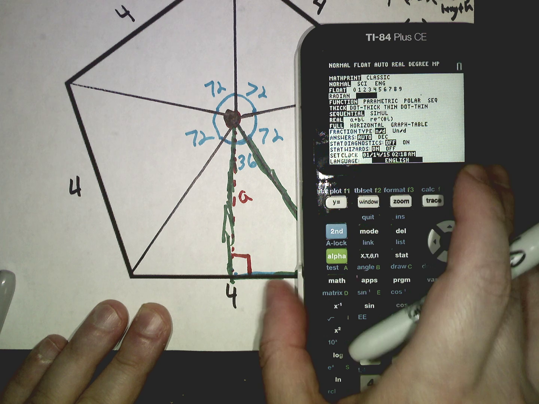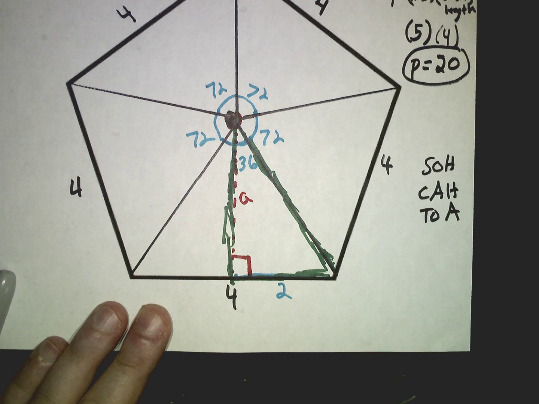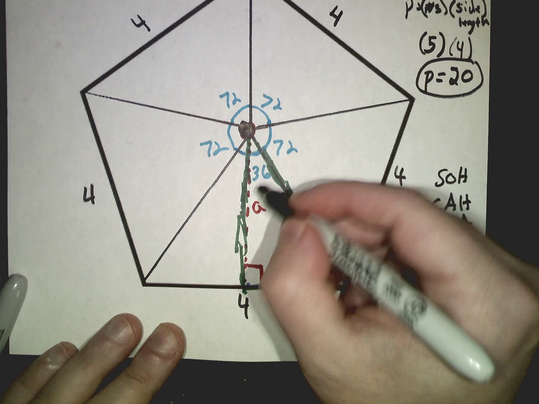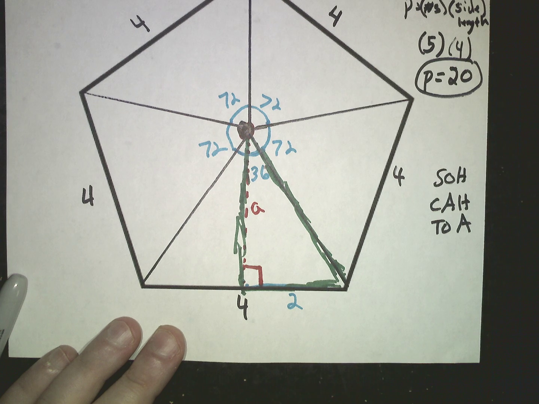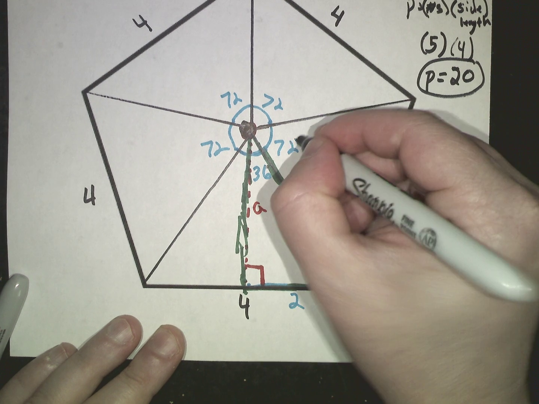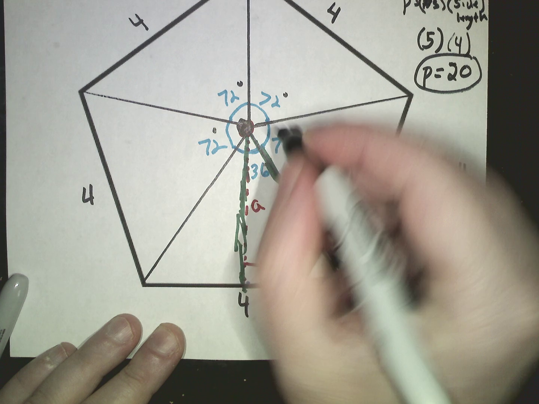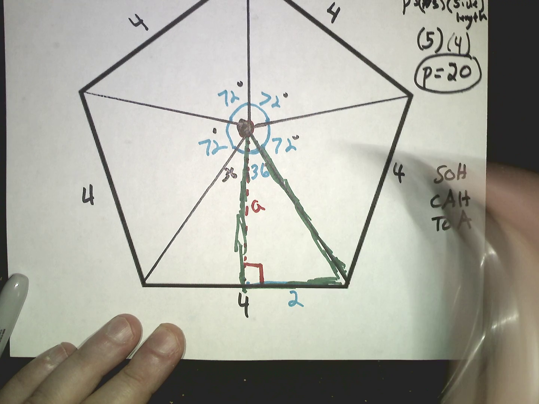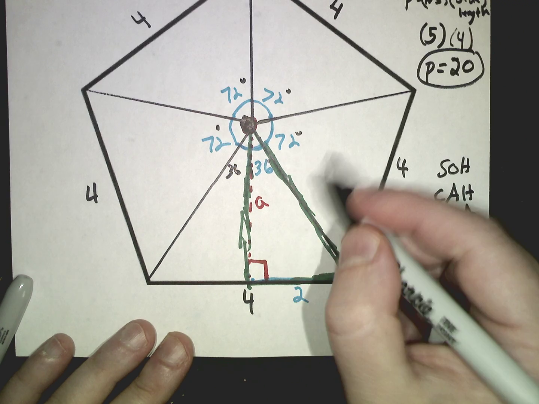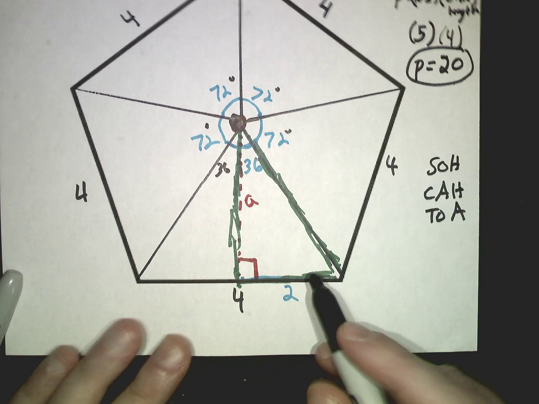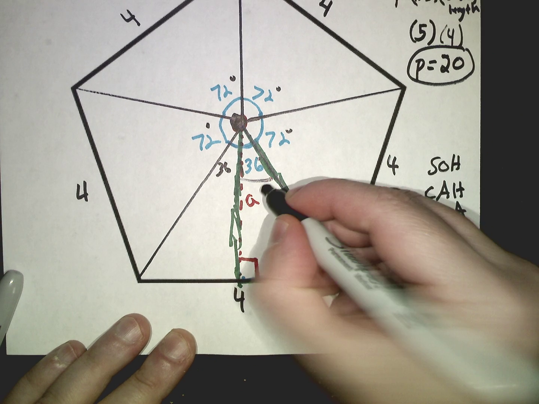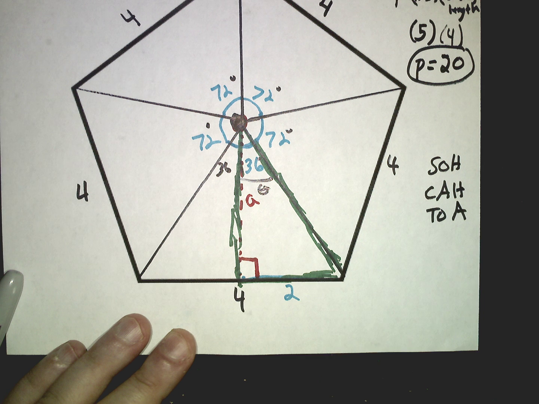With any other calculator you use, make sure you're always in degrees, not radians, because we have 36 in degrees. Okay, so 72. This is really 36 and 36 adds up to 72. So I look at this. If I'm doing SOHCAHTOA, this would be my theta.